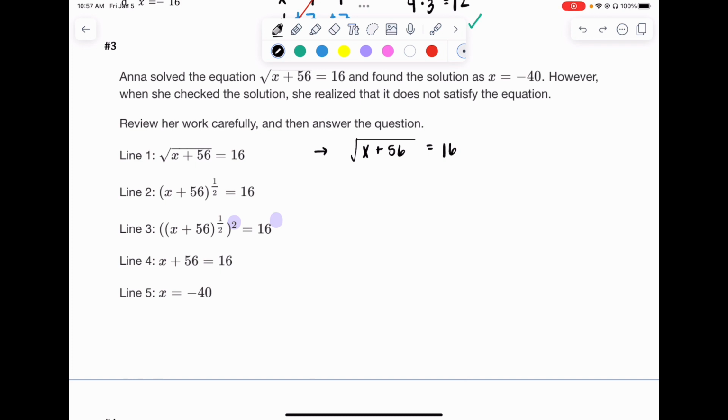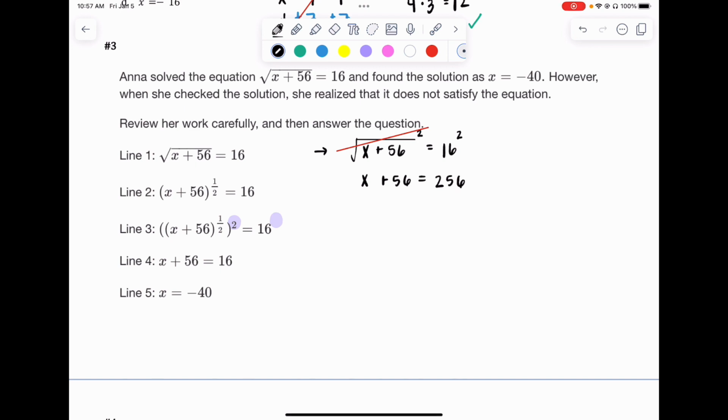And so in line 3, she squares the square root of x plus 56 to get rid of the radical or get rid of the 1/2 power. But whatever you do to one side of the equation, you have to apply that operation to the other side. So squaring the radical or the 1/2 power is going to cancel it out. So it leaves us with just x plus 56 equals 16 squared. I think that's 256.